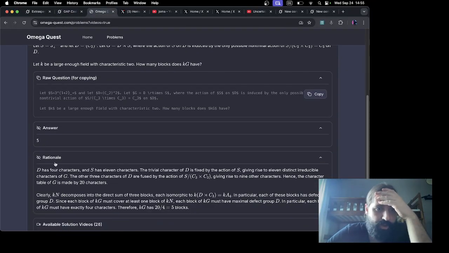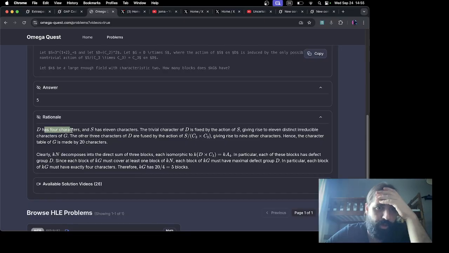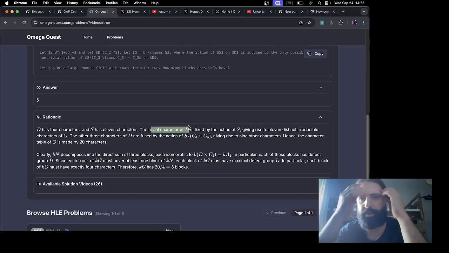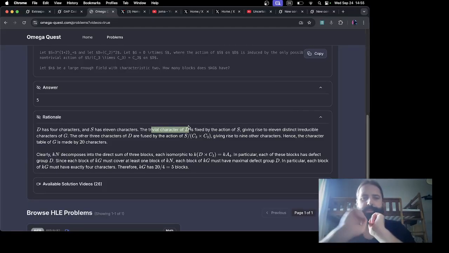So here it says the rationale is D has 4 characters and S has 11 characters. Okay, so essentially they're going straight in and calculating the characters of these groups. The trivial character of D is fixed by the action of S, giving rise to 11 distinct irreducible characters of G. Okay, the other 3 characters of D are fused by the action. Okay, decide.